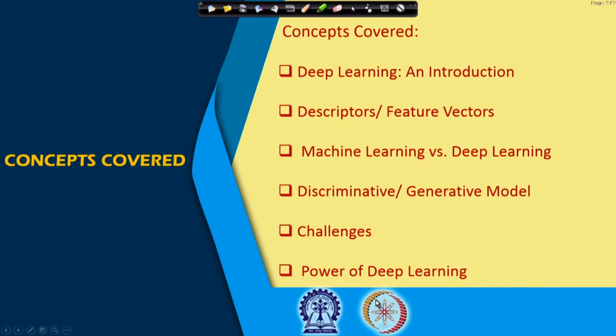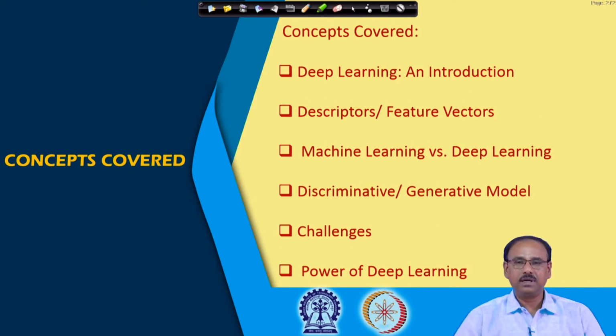So the topics that I will cover are, obviously the first one, an introduction to deep learning. Then we will talk about when we learn something, how do we learn, in the sense that we learn certain properties or certain features or certain descriptors using which we recognize an event or we recognize an object. So we are going to have a brief introduction to what are descriptors or what are feature vectors.